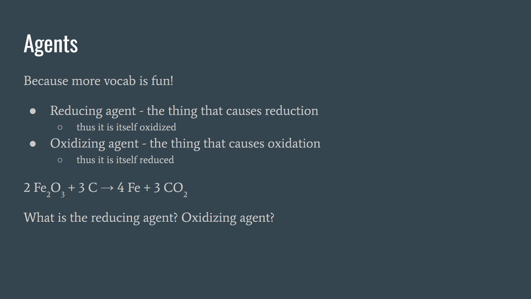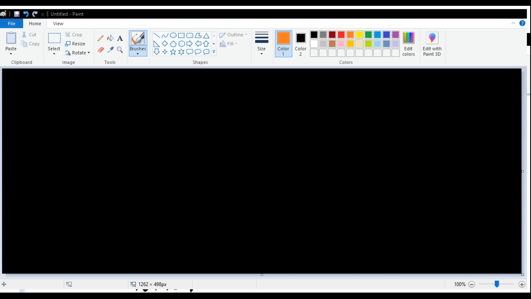So, let's take a look at this reaction here. We have rust, or iron ore, combining with carbon to make iron and carbon dioxide. Which one is the reducing agent? Which one is the oxidizing agent? So once again, we hop back over to paint so I can scroll it out for you.